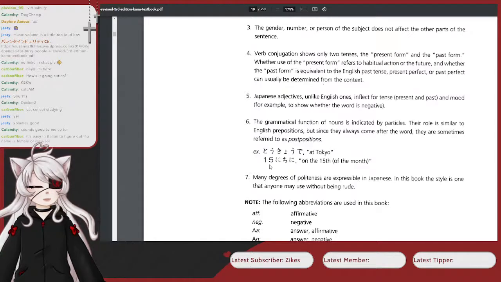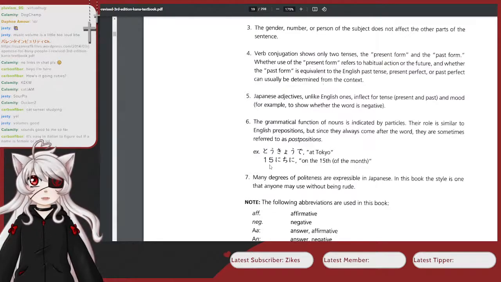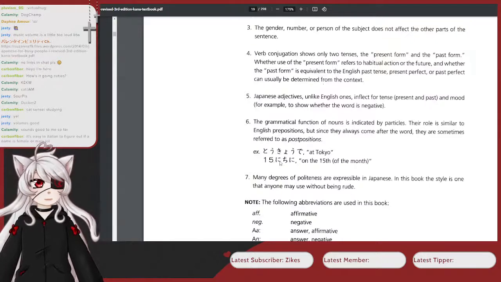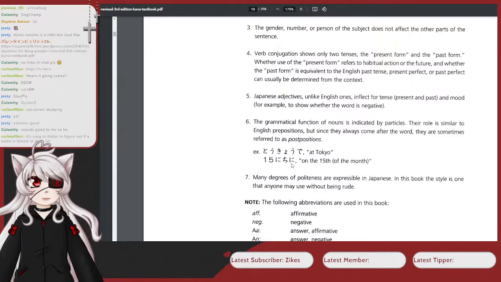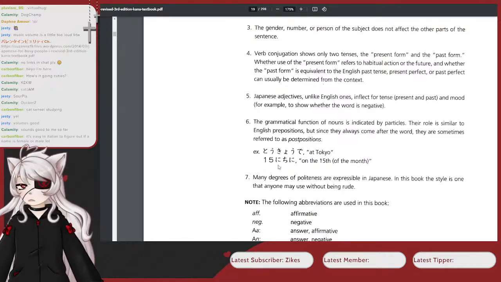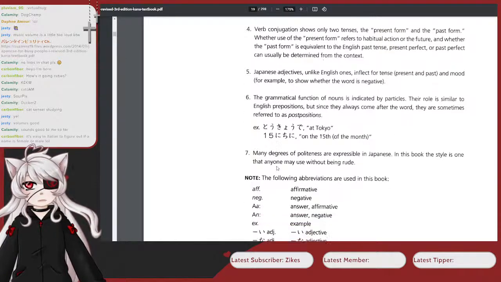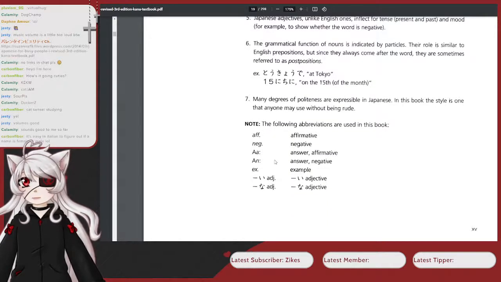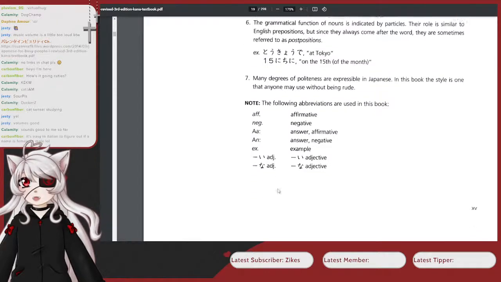And then what does this say? This is it, jugo? Yeah, jugo is 15, I think. Ni... Chi-ni? Oh god, I think I should have practiced my kana reading a little bit better before the stream. Then we got affirmative, negative, answer, negative, example. Eat, adjective. Na, adjective.